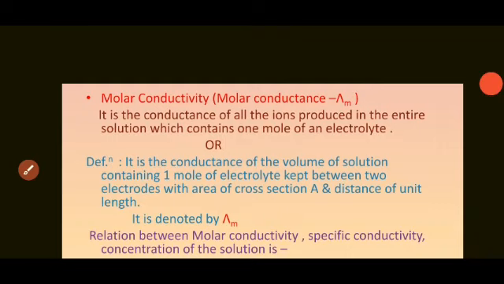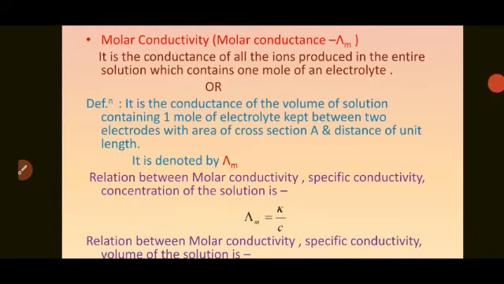So molar conductivity or molar conductance is given as lambda m. M stands for molar. It is the conductance of all the ions produced in the entire solution, meaning a 1 mole solution which contains 1 mole of an electrolyte. However many ions are produced, the conductance due to all those ions is called molar conductivity. Or we can define it as the conductance of the volume of solution containing 1 mole of electrolyte. This is very important.